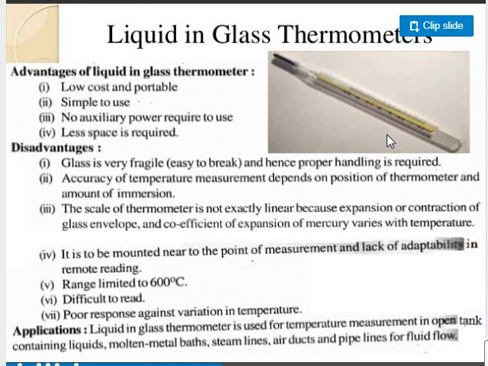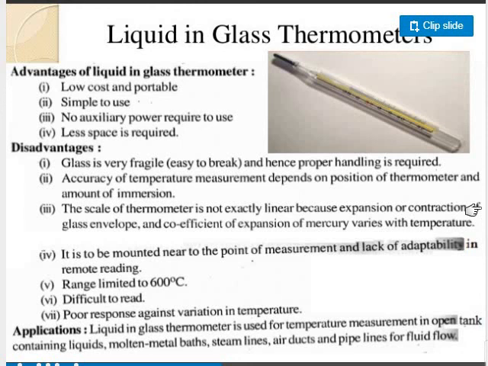Poor response against variation in temperature, meaning we cannot detect mild variations with this. If it has become very hot or cold, we can find it easily, but for just 1 or 2 degrees, we cannot find it easily. Liquid-in-glass thermometers are used for temperature measurement in open tanks containing liquids, molten metal bars, steam lines, and air ducts and pipelines for cooling.